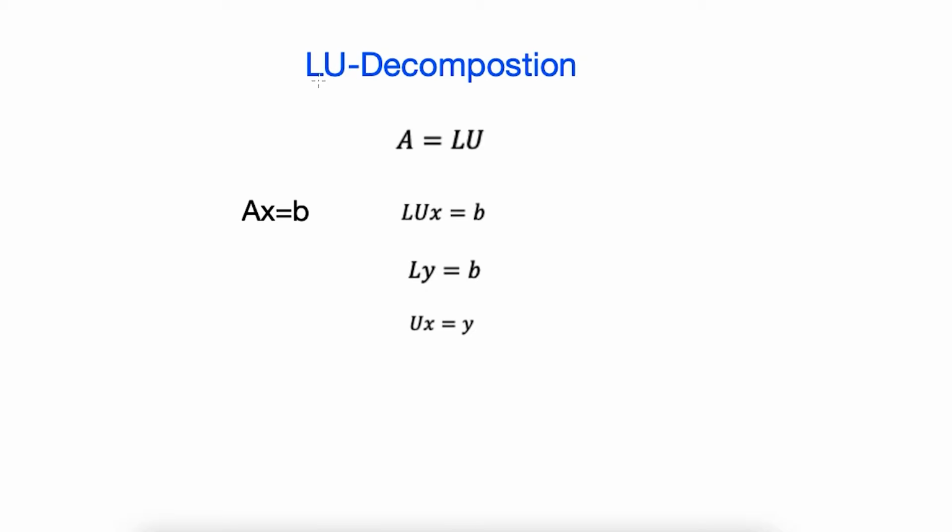Hello everyone and welcome. In this lecture we will see the LU-Decomposition method to solve a linear system. So if we have a linear system Ax equals B, we can decompose this matrix A into two matrices, L and U. This matrix L is a lower triangular matrix, and this matrix U here is an upper triangular matrix that corresponds to the row echelon form of the matrix A.